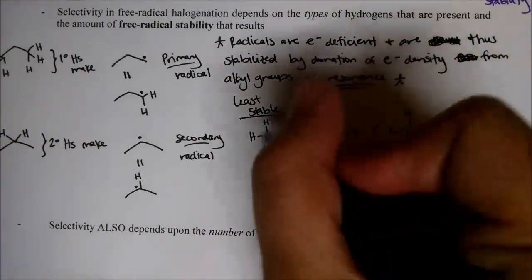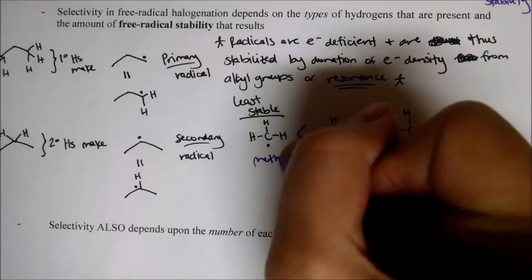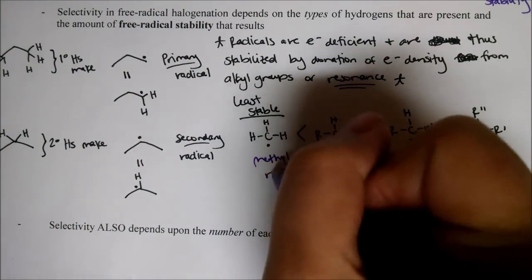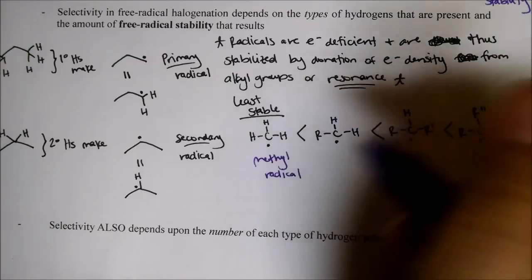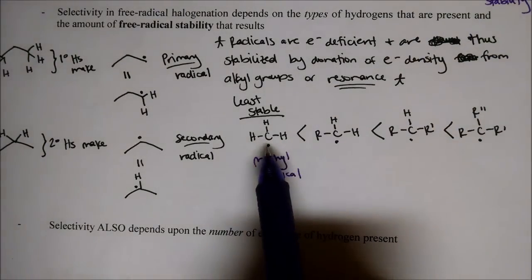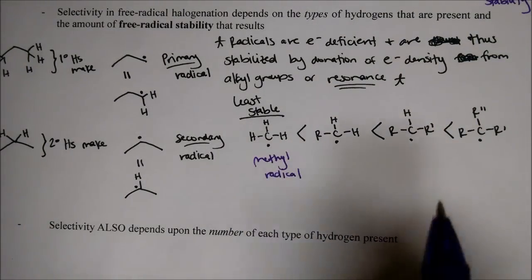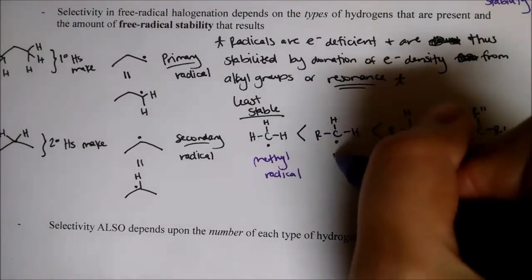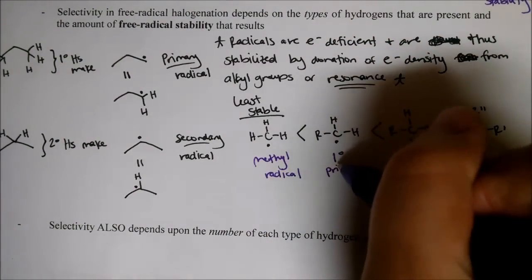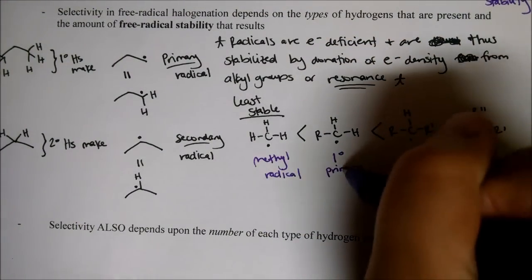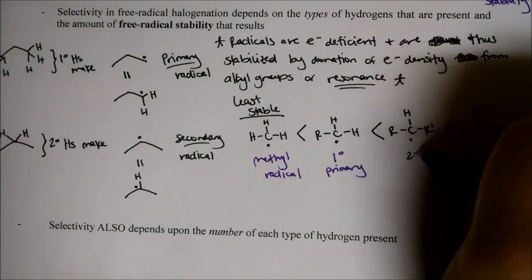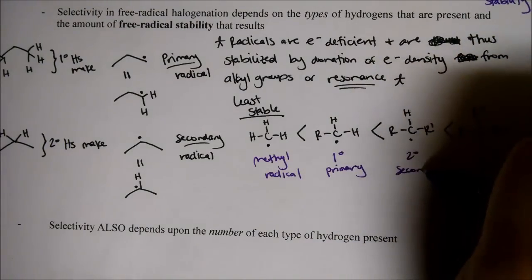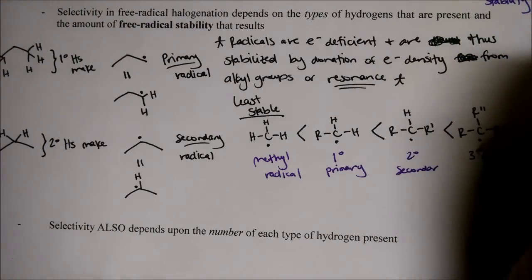But let's label these again. The methyl radical is the least stable because there's nothing to donate electron density to make it more stable. Again, these radicals are electron deficient, so the more alkyl groups or more electron density they can have, the more stable they will be. So this is a primary radical, here's secondary, and tertiary.